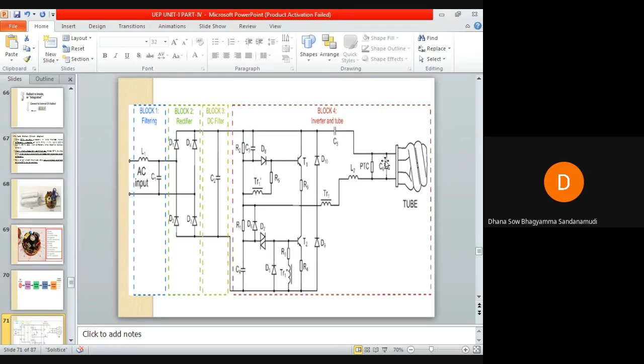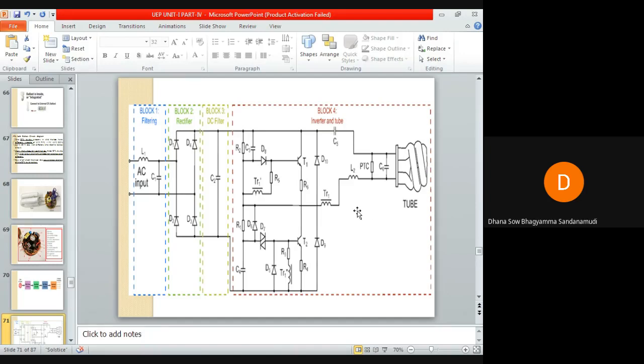You can see, nearby to the tube, a PTC thermistor to limit the ignition preheating time and ignition time. Okay, so you know about the choke. We have discussed the choke in the earlier classes when discussing the mercury vapor lamp and sodium vapor lamp. So the choke will increase the voltage level to 1000 volts.